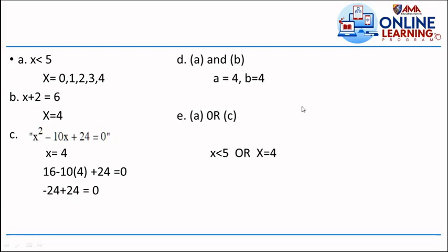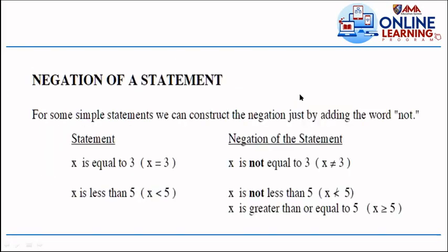Okay. Next, we have your D, negation of a statement. For simple statements, we can construct the negation just by adding the word not. So, statement: x is equal to 3. If we are going to negate that one, what we will do is just put the word not.